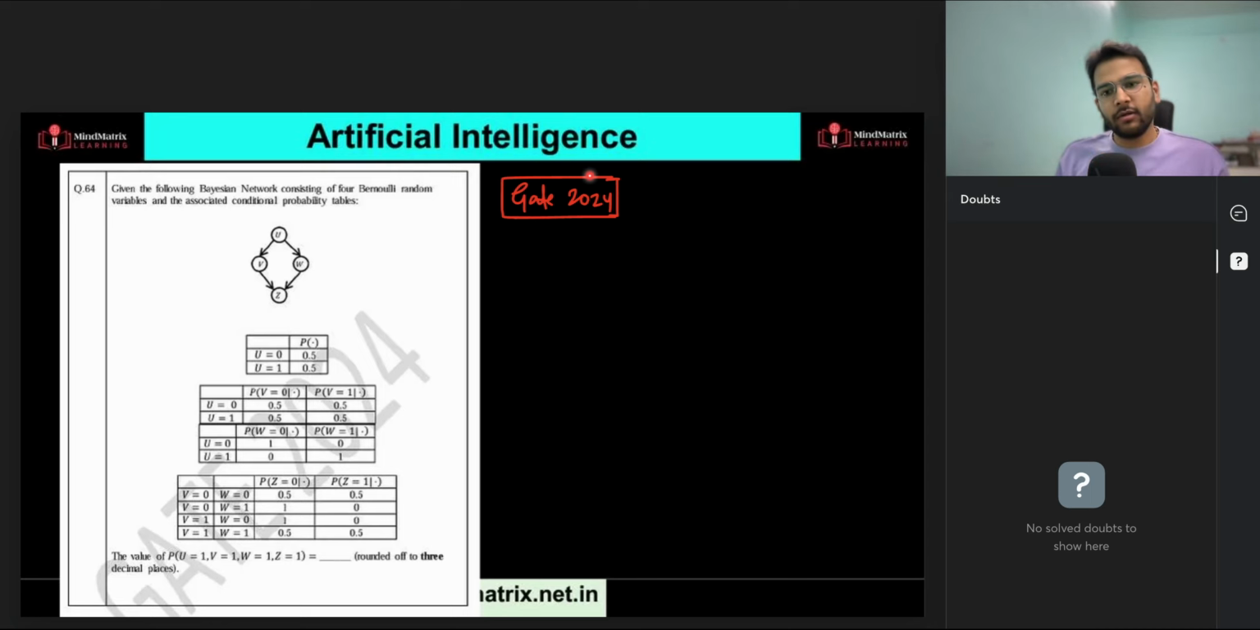And let me tell you one thing, what I feel is from Bayesian network, they are going to ask you a question every year. One question will be there for sure from this topic. So once you have understood this clearly, then you can answer these type of questions easily. The first task should be writing the expression for the full joint probability distribution and then substituting the values.